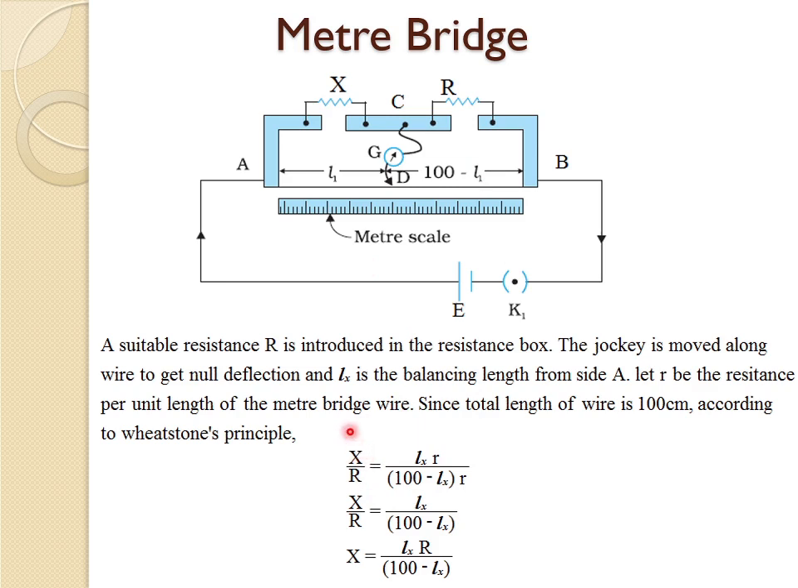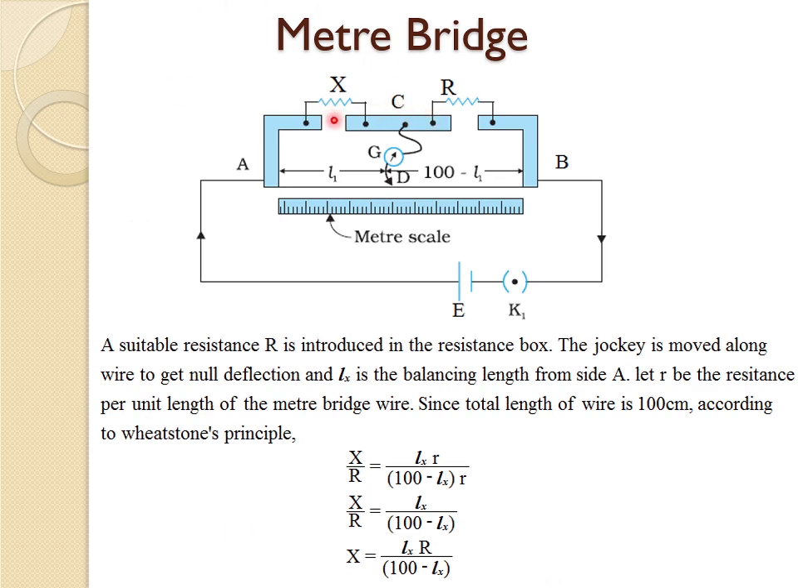Now we can apply the balancing condition and write the relation between the resistances in the network. So we can write X by R equals the resistance corresponding to this portion, that is Lx into small r, divided by the resistance corresponding to this length of wire, that is 100 minus Lx into small r. So the resistance per unit length can be cancelled out. Now X by R equals Lx divided by 100 minus Lx, or X equals Lx into R divided by 100 minus Lx.